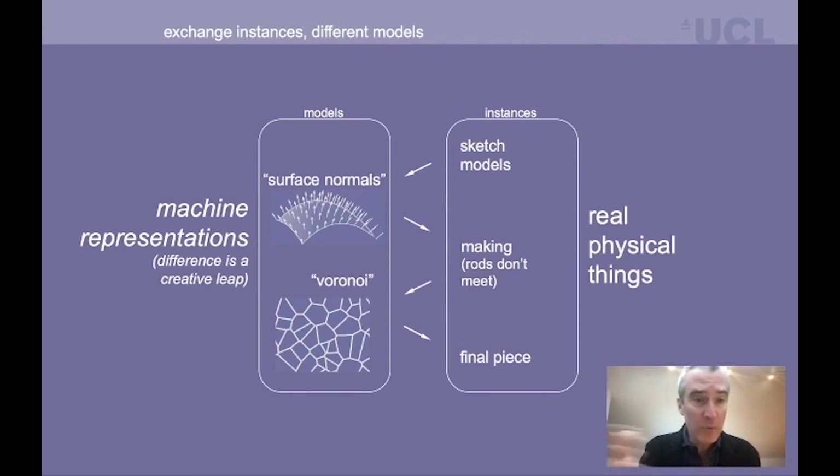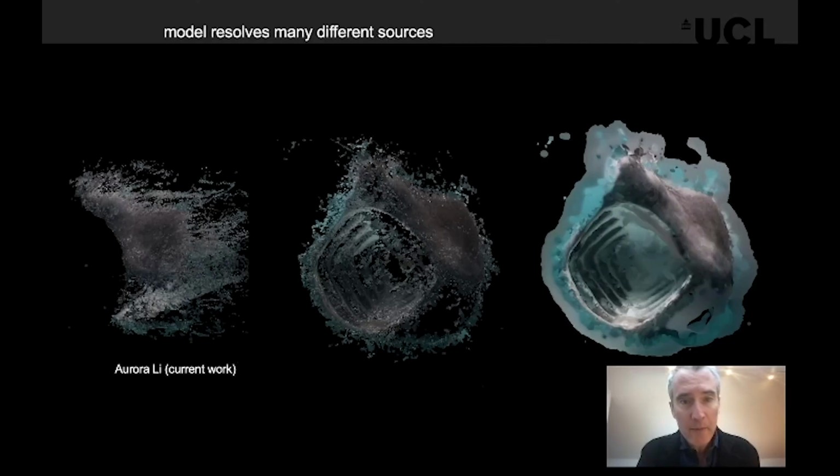Now, the point is, we're going back and forth between the real physical things and these machine representations or these abstract representations. But when we go from one to the next, the surface normals to the Voronoi diagram, there's no way of bringing one model smoothly into the next one. They are entirely different. So the difference between one and the next is actually a creative leap, a very important one in the case of working out this particular geometry, because the Voronoi diagram, in the end, is the one that meets the intuitive idea of what this sculpture is supposed to be. But the point is that you go from one to the next, and they are incompatible with one another.